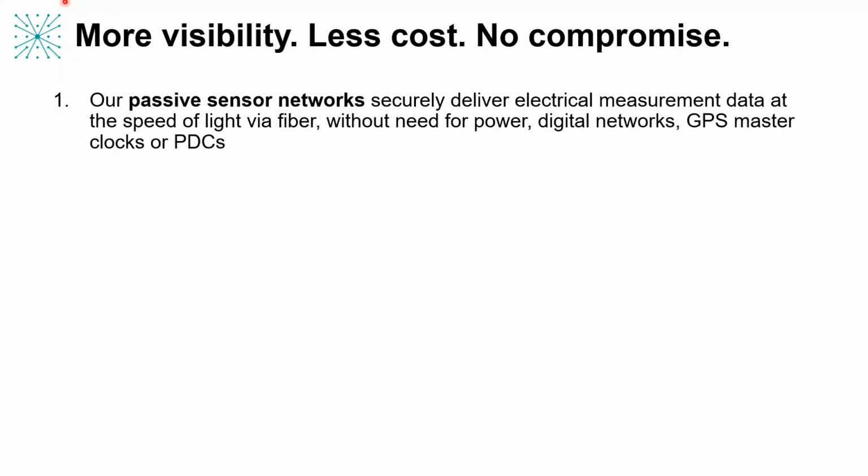So first of all, fundamentally, what the company does is we deliver completely passive sensor networks. What that means in practice is that we can very securely deliver high quality electrical measurements over a wide area, and we can backhaul these back to a central location at the speed of light without requiring any supporting infrastructure at each location like auxiliary power supplies, GPS access, telecoms networks, etc. So already you're stripping away a lot of the complexity which is normally associated with a traditional measurement scheme.